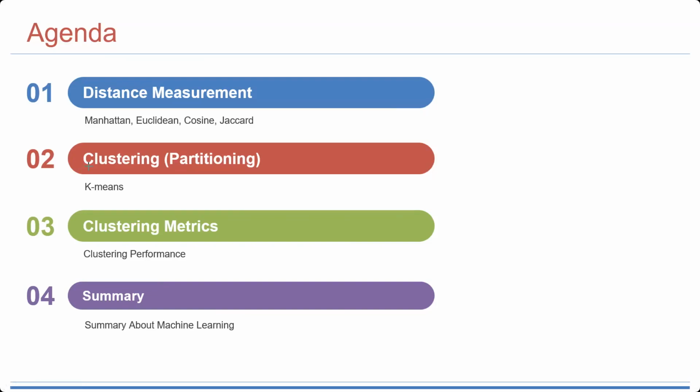On Thursday last week, you learned about distance measurement. You learned about Manhattan distance, Euclidean distance, and cosine similarity. Today you're going to learn about clustering, which is about partitioning, and we will learn one algorithm, K-means. If time permits, we will learn about clustering performance.